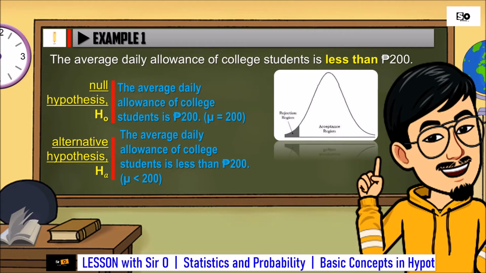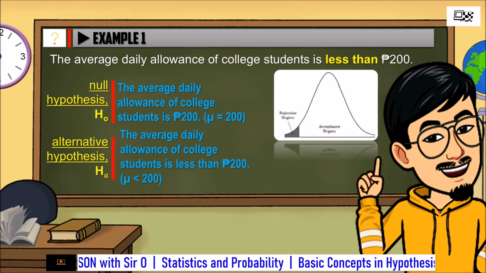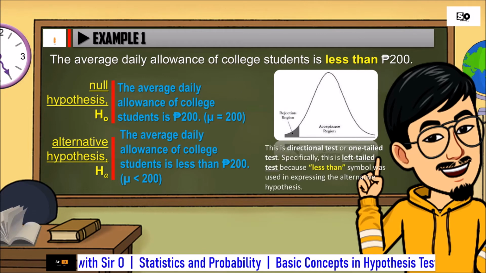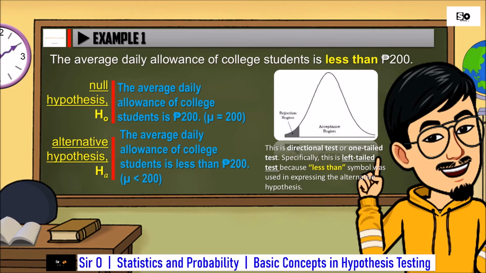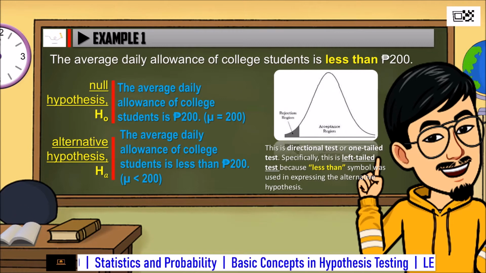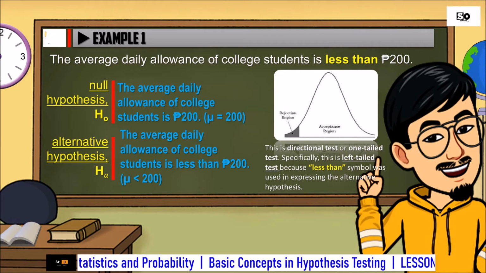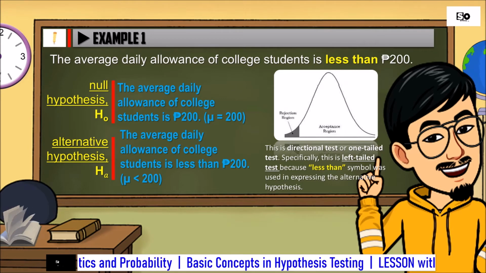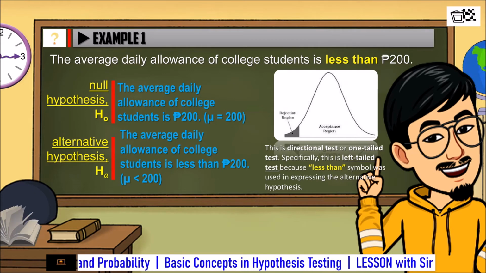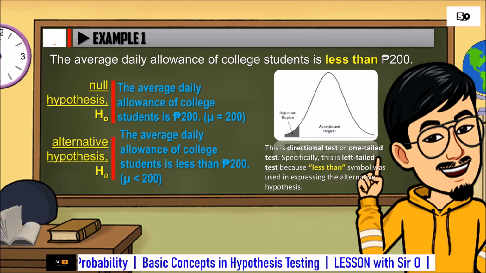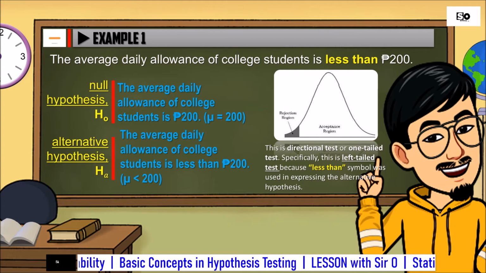Graphical representation of the alternative hypothesis. This is a directional test or one-tailed test. Specifically, this is a left-tailed test because the less than symbol was used in expressing the alternative hypothesis.